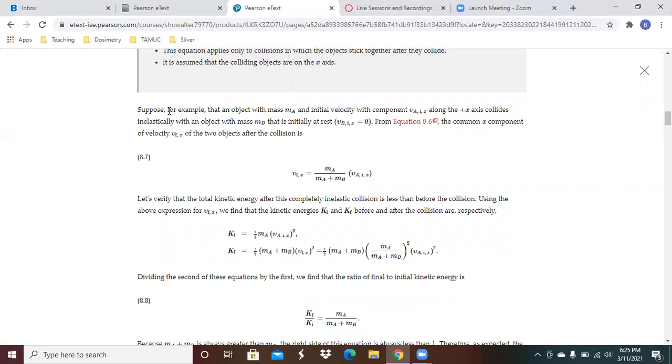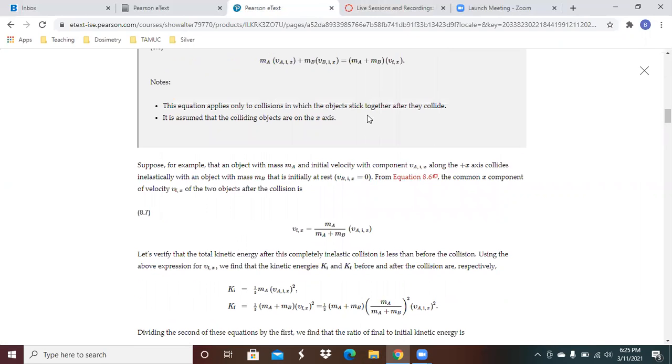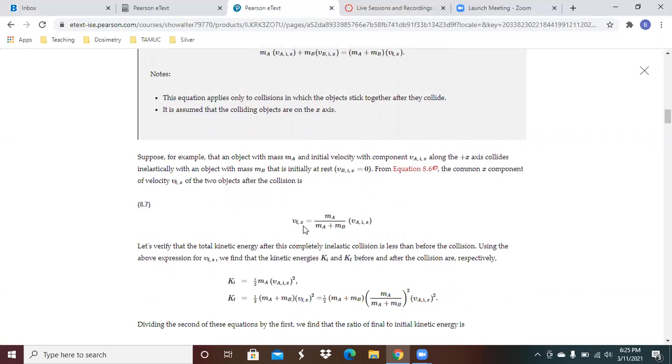So let's suppose that an object with mass m_A and an initial velocity with this component collides inelastically with an object of mass m_B that is initially at rest. If we use this particular equation, we're going to find out that the final velocity of the combined mass is going to come out equal to this.